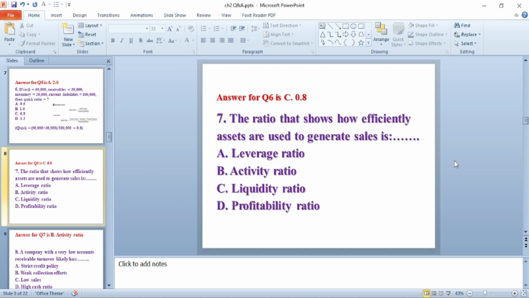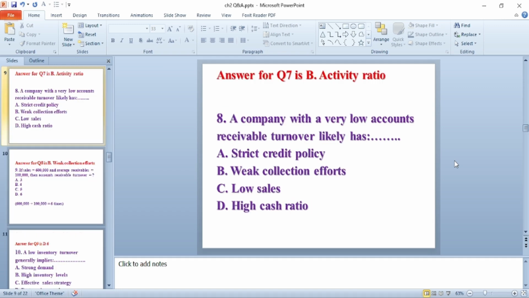Question number 7. The ratio that shows how efficiently assets are used to generate sales is dash: A. Leverage ratio. B. Activity ratio. C. Liquidity ratio. D. Profitability ratio. The answer for this question is B. Activity ratio.